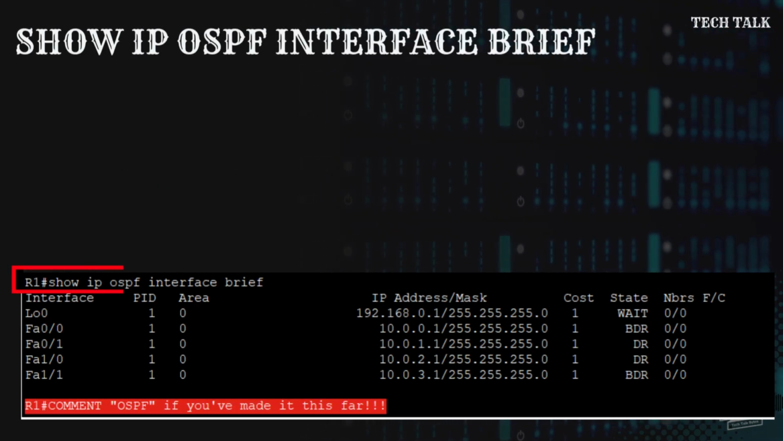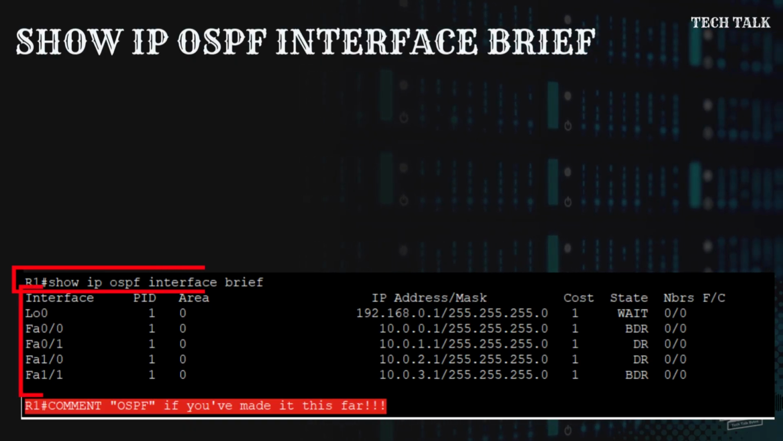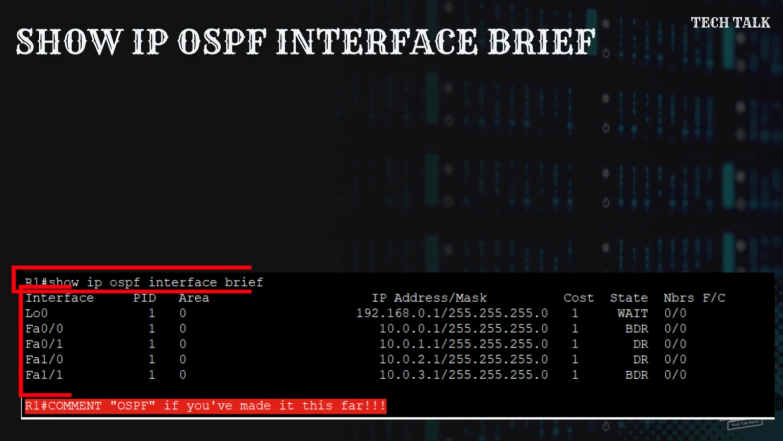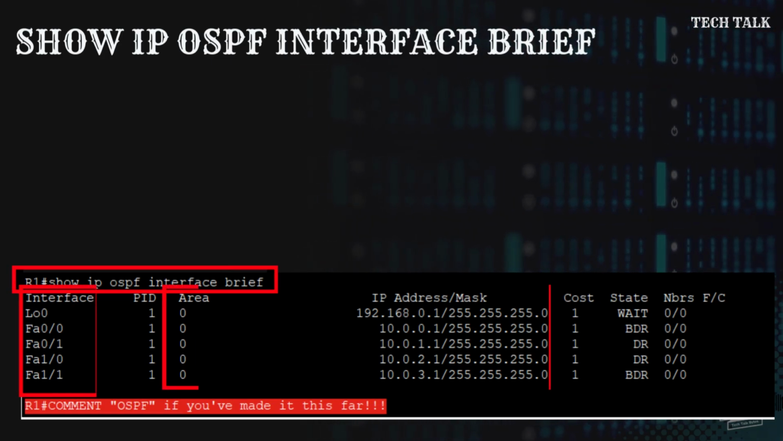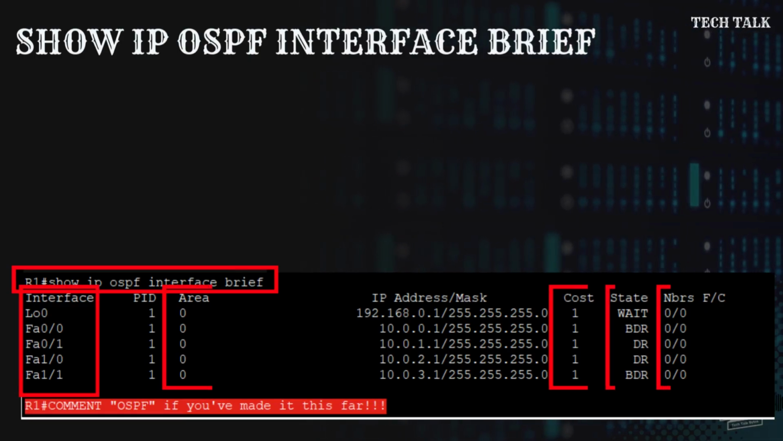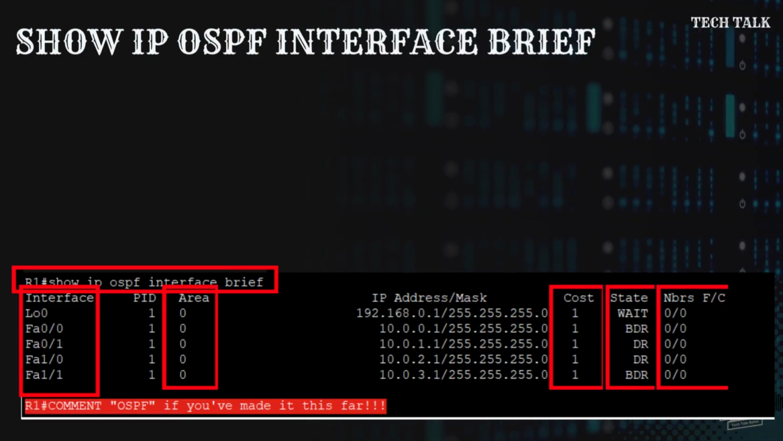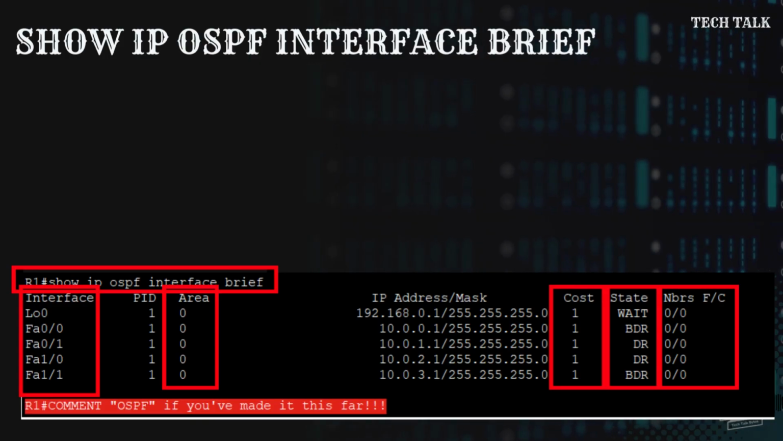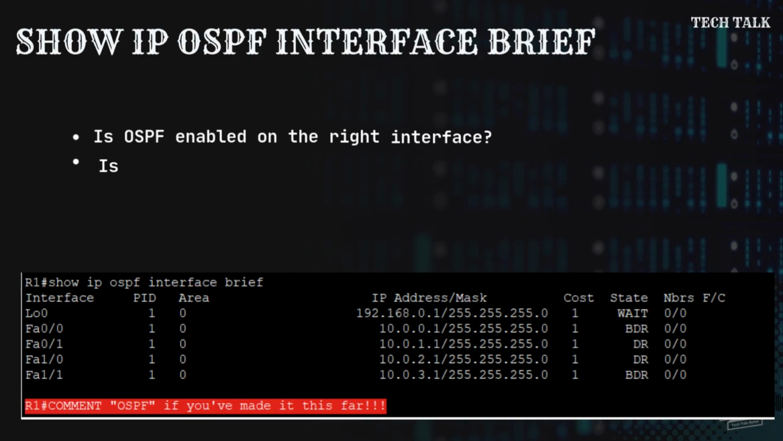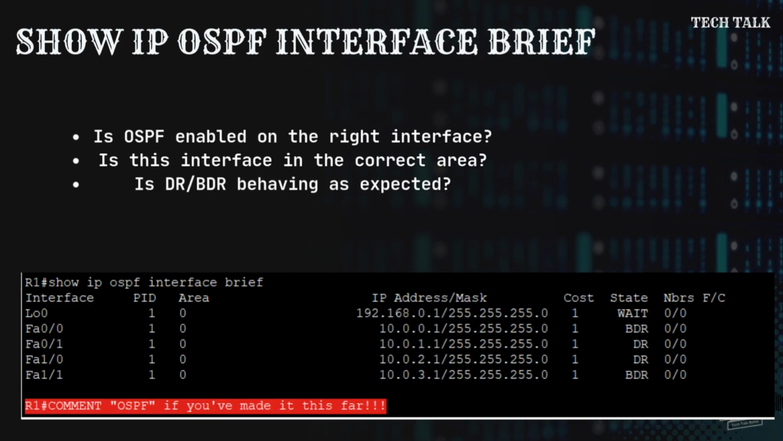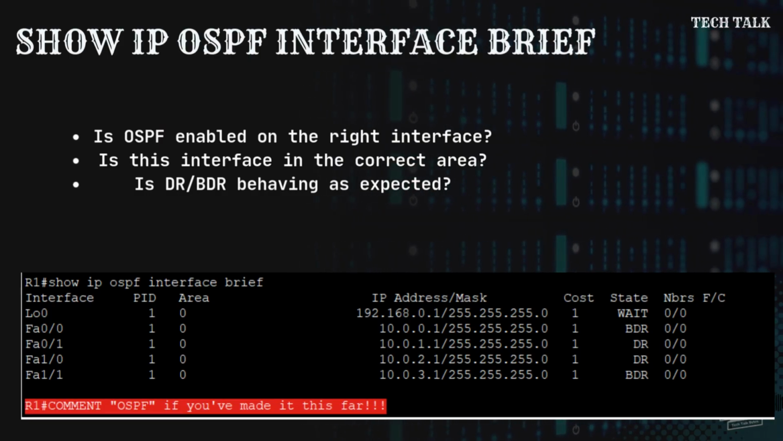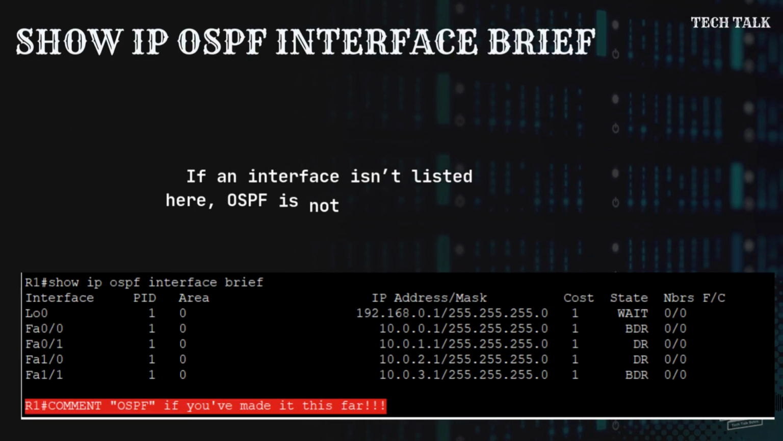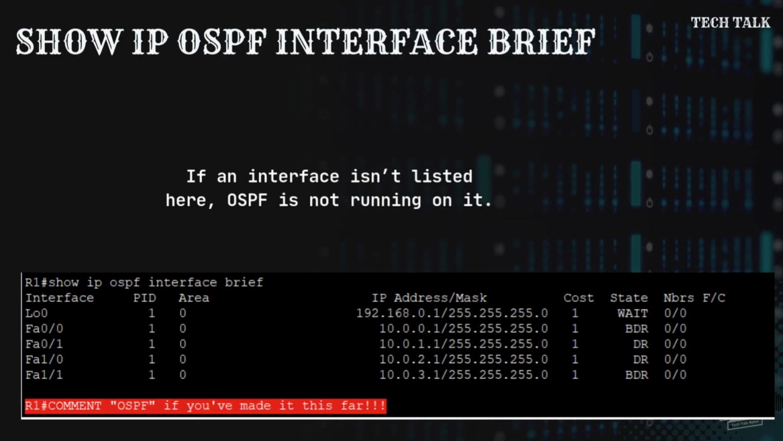Show ip ospf interface brief. This command shows which interfaces are running OSPF, the area each interface belongs to, interface cost, DR, BDR, and DR other role, neighbor count per interface. This answers questions like, is OSPF enabled on the right interface? Is this interface in the correct area? Are DR and BDR behaving as expected? If an interface isn't listed here, OSPF is not running on it.